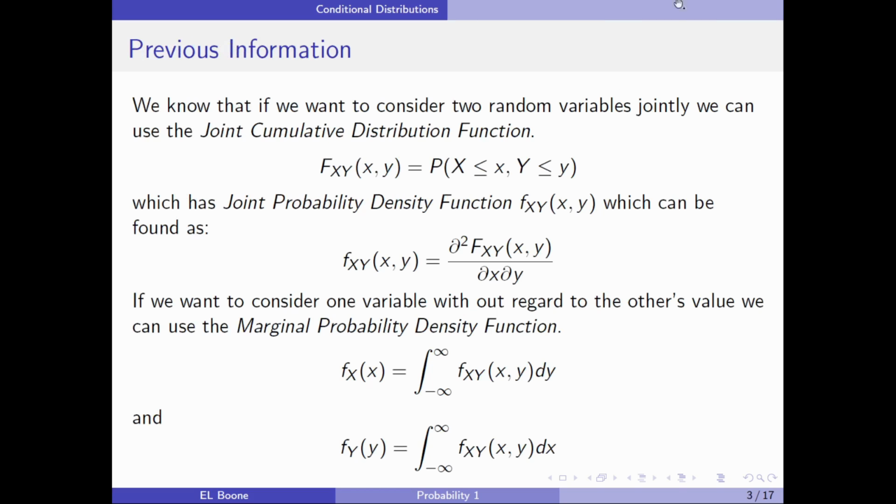Just as a reminder, the cumulative joint distribution is given by this. If we take the second partial, we're going to get the density function here for the joint probability distribution, or probability density, and then we can get the marginal probability densities by integrating out the variables that we don't want.